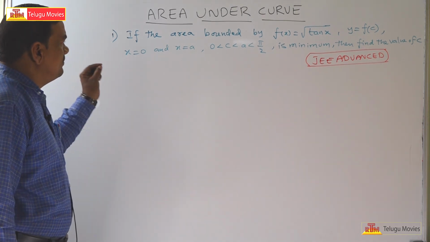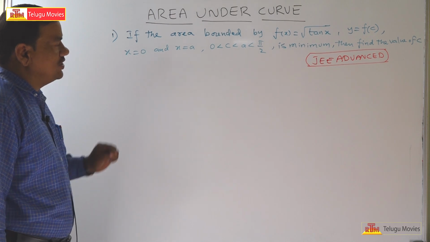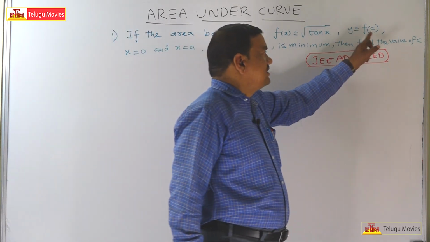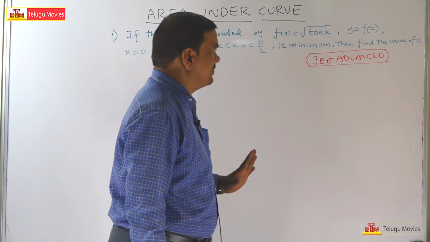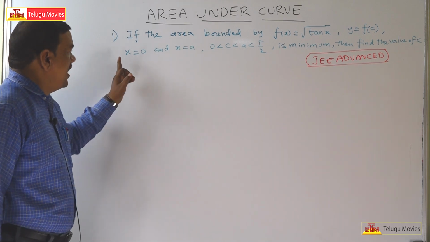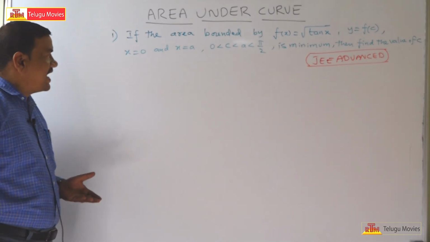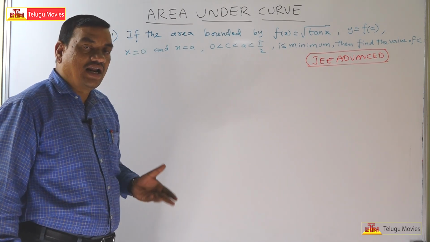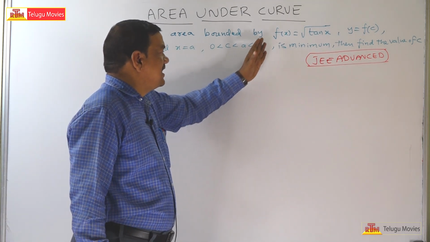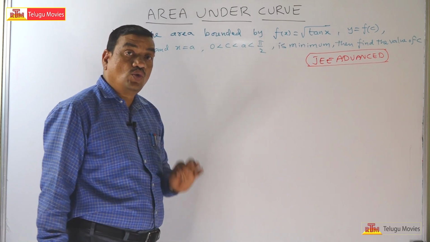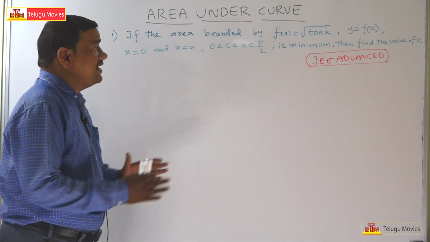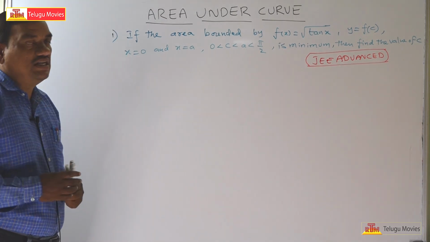Our question is: the area bounded by f(x) = root of tan x, y = f(c), here f(c) means a constant function, so it is not y = f(x). Then x = 0, which is the y axis, and x = a, a line parallel to the y axis, where 0 < c < a < pi/2. That means c and a are two points which lie between 0 and pi/2. If the area is minimum, then find the value of c.